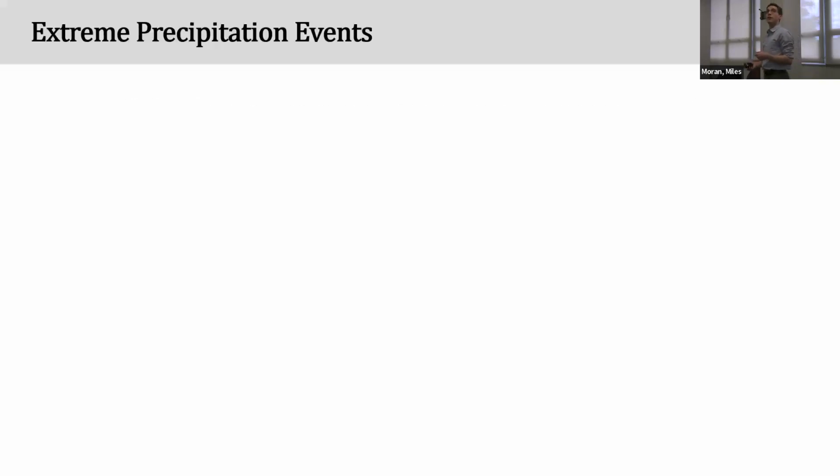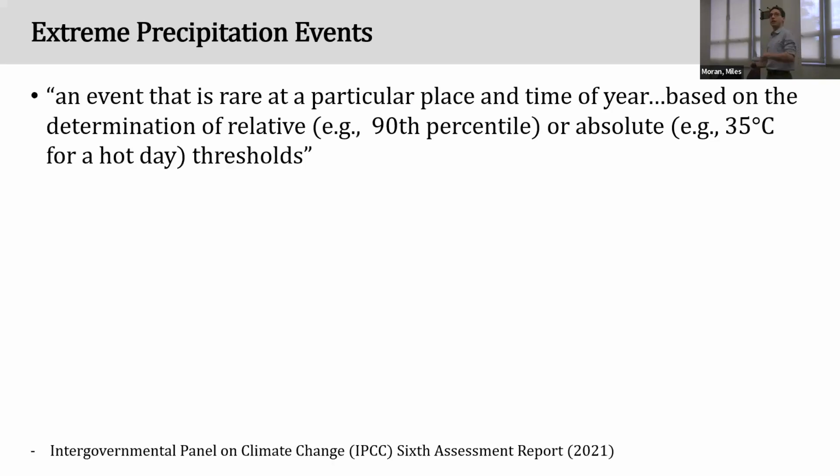So this is a very formal definition. This is not my definition. But it's pretty self-explanatory. An EPE is an event that is rare at a particular place and time of year based on the determination of some threshold, either relative or absolute. And that's actually not my definition. That is from the IPCC's recent assessment report.